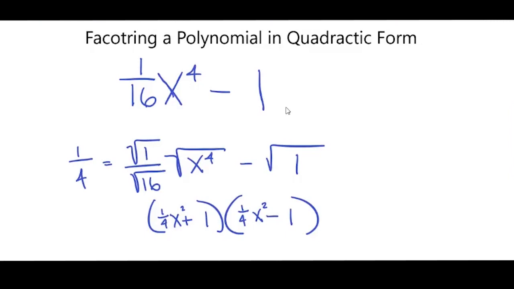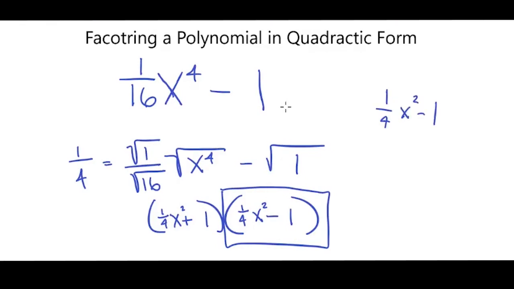But sometimes you get a situation like this here, where I can actually factor that as well, because that too is a difference of squares. So I have 1/4 x squared minus 1. And I can factor that into two parentheses because it is a difference of squares. That is a difference of squares because I can take the square root of 4 and the square root of 1 and the square root of x squared as well as the square root of 1.